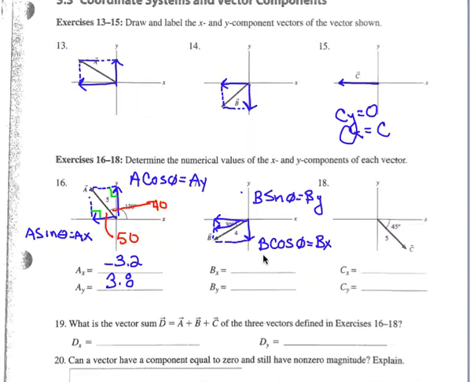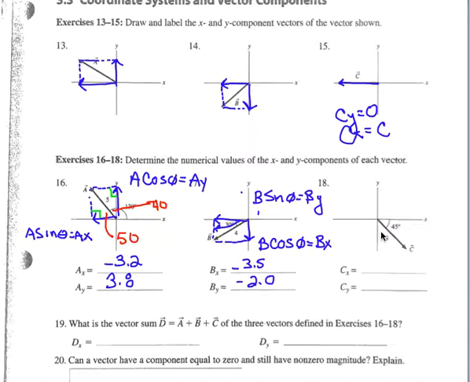So we have our hypotenuse, the magnitude of our hypotenuse, b, which is 4, times the sine of the angle 30. And we get negative 3.5 for x and negative 2.0 for y.